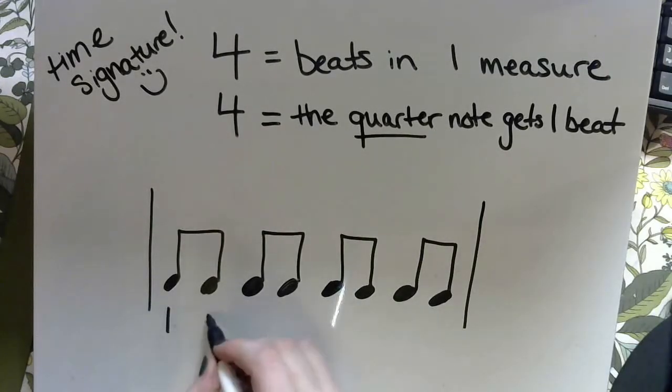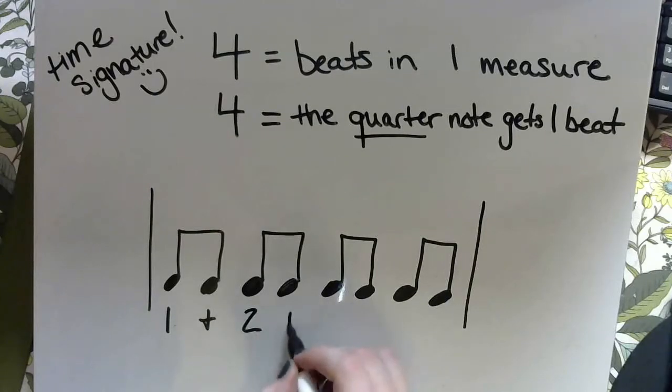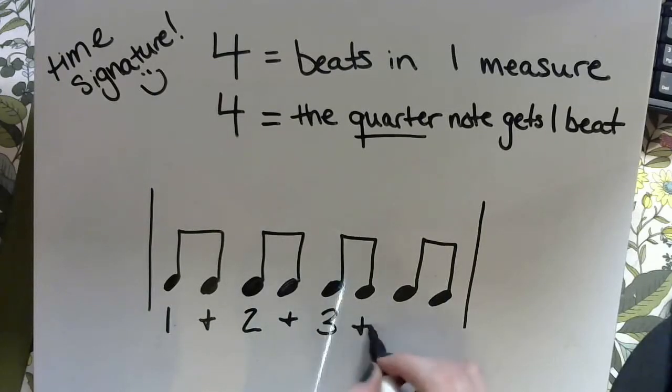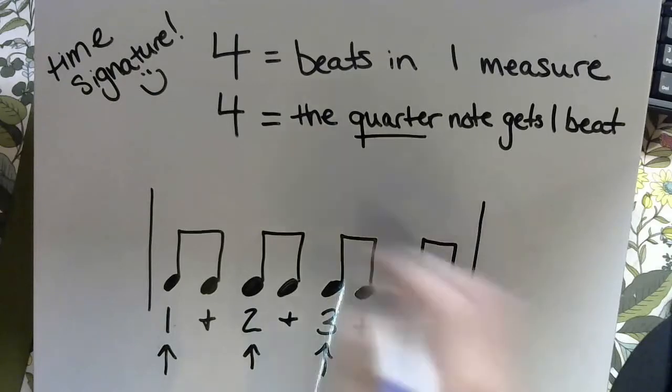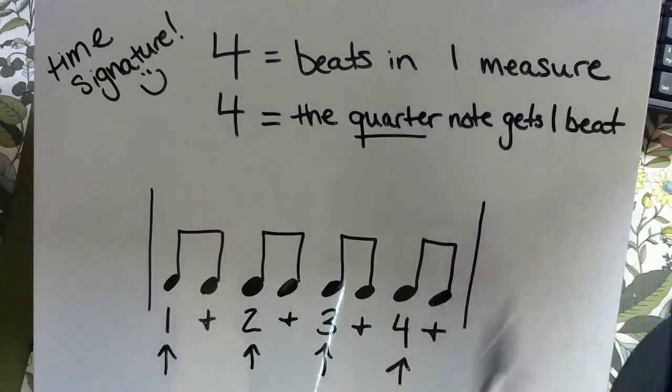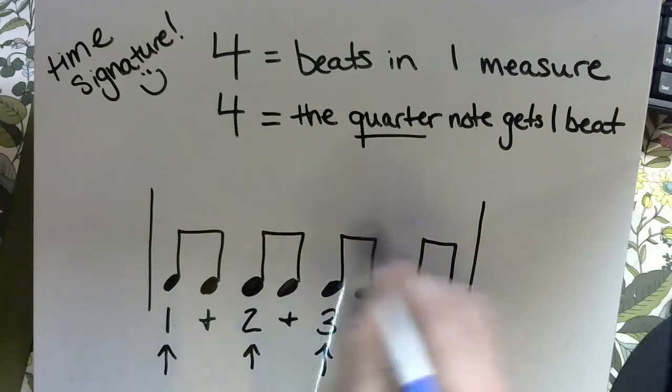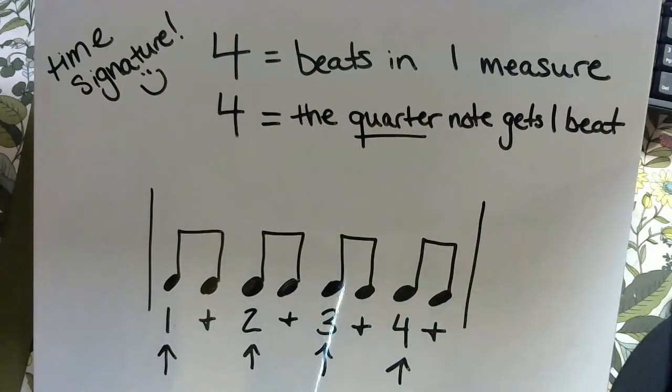Now when you're counting eighth notes, we're going to say the number of the beat and the word "and." So the way you would count this measure would be 1 and 2 and 3 and 4 and. We still have 4 beats in one measure, but now we've cut each beat in half, so we have 2 eighth notes. 1 and 2 and 3 and 4 and.